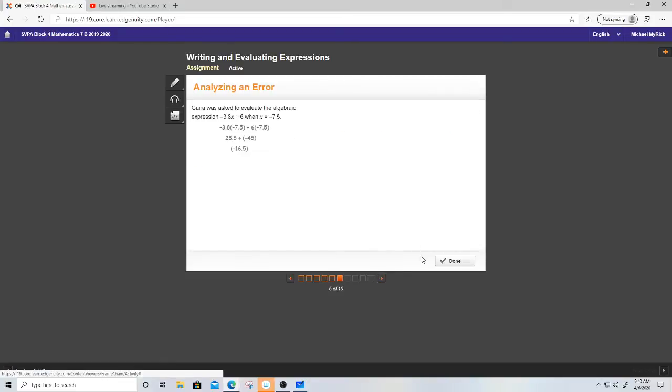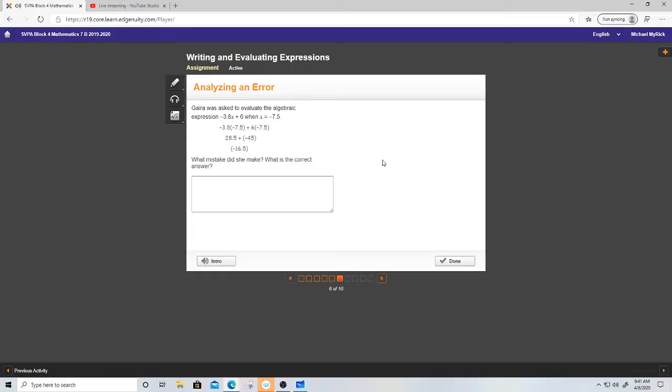Gara made a mistake while trying to evaluate an algebraic expression. Can you help find her mistake and then fix it? I would say Gyra, but it's Gara. I don't know. It's a cool name, but Gyra.